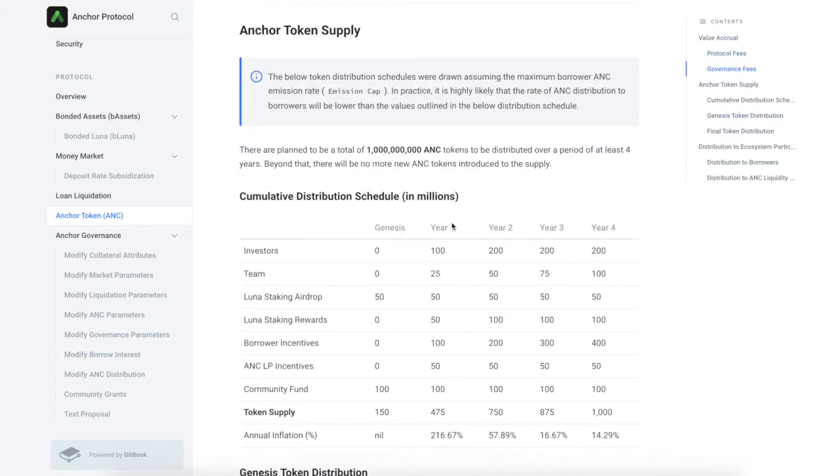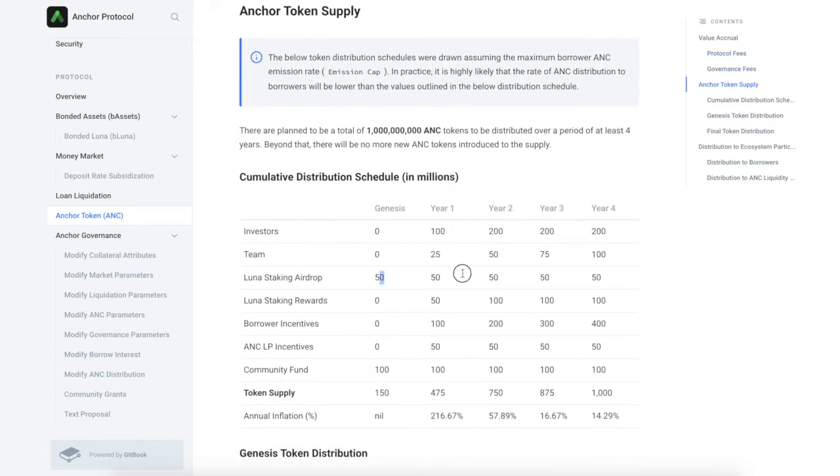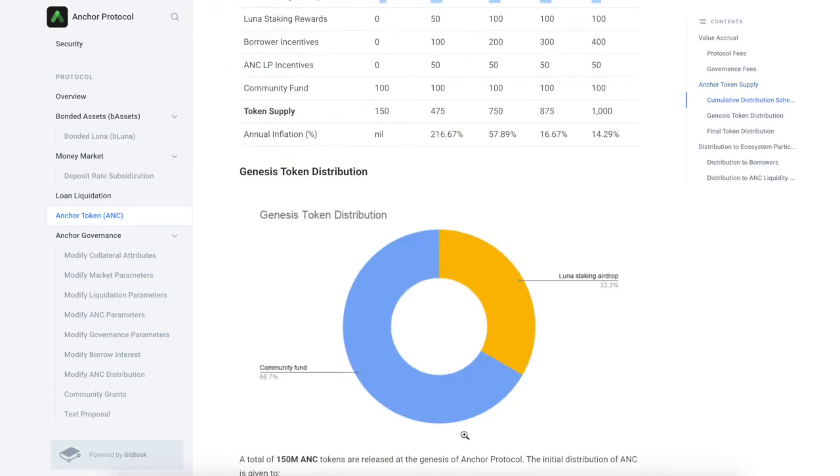So here's the Anchor token supply. We already told you that they had the staking airdrop. So if you got that airdrop, good for you. If not, hey, it's okay. You can still get the token. And this is the annual inflation. So year one, it's going to be 216%. Year two, it's going to be a lot lower. Year three, it's going to be lower. Year four, it's going to be even lower. So keep that in mind.